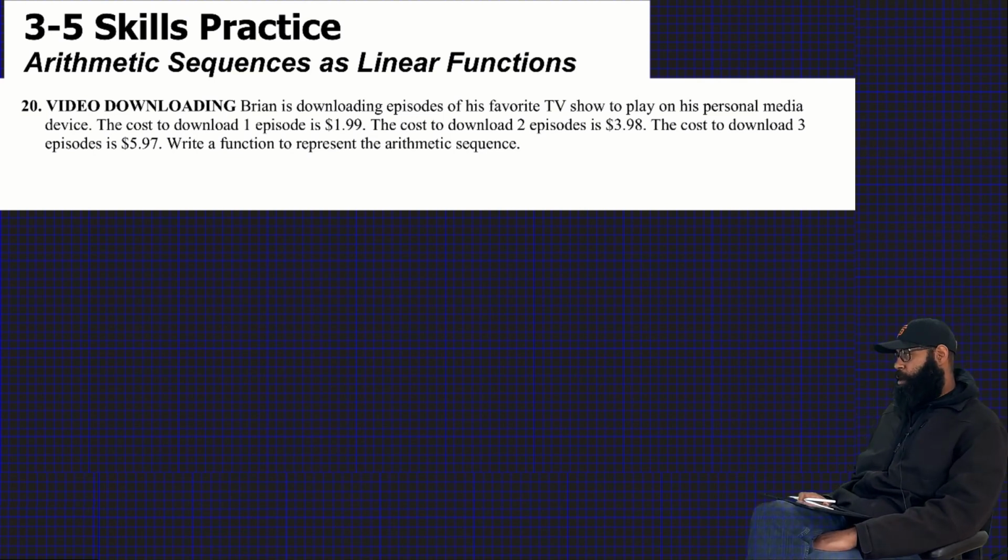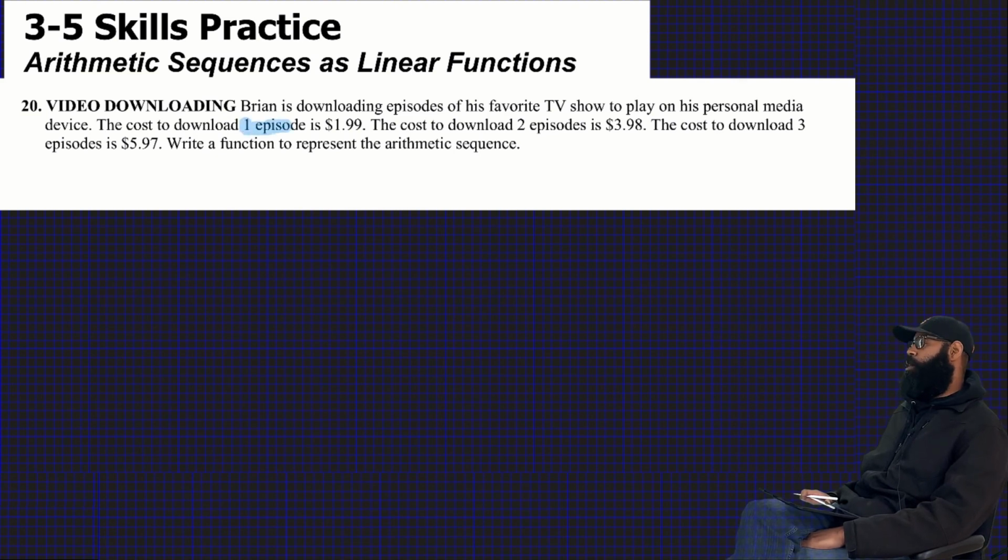So, Brian is downloading episodes of his favorite TV show to play on his personal media device. The cost to download 1 episode is $1.99. The cost to download 2 episodes is $3.98. The cost to download 3 episodes is $5.97. Write a function. A function? You didn't say equation, so a function. Write a function to represent the arithmetic sequence.